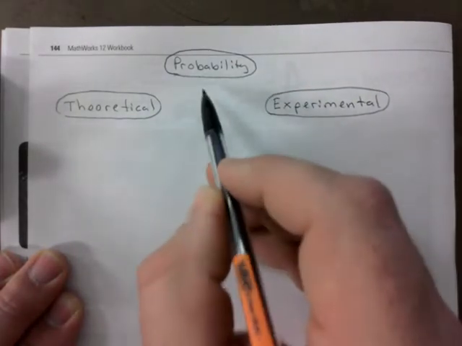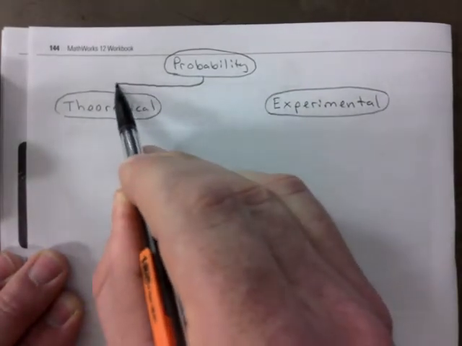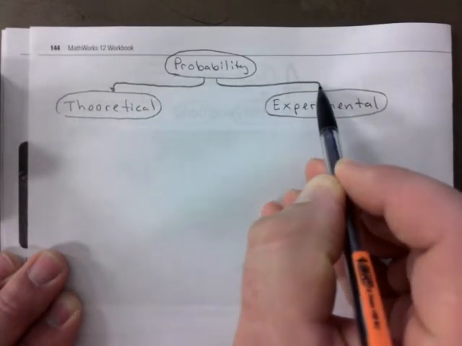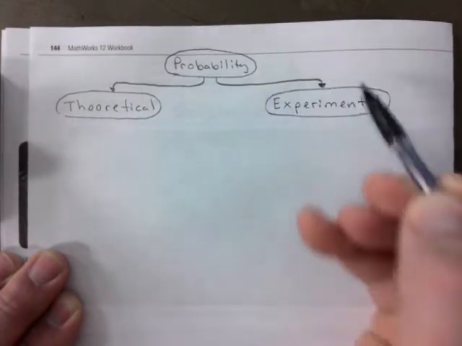This is very important for you to understand, that when we're talking probability, there are actually two different types of probability.